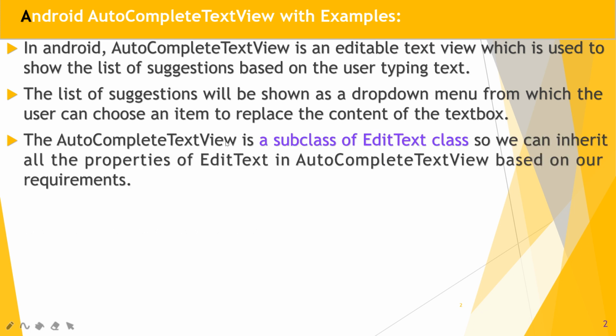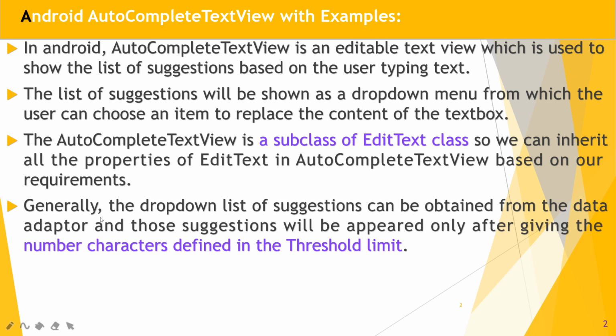Autocomplete text view is a subclass of the edit text class. That means all the properties of the edit text class are inherited in the autocomplete text view also, and autocomplete text view has its own properties. So autocomplete text view can inherit all properties of edit text based on our requirements.